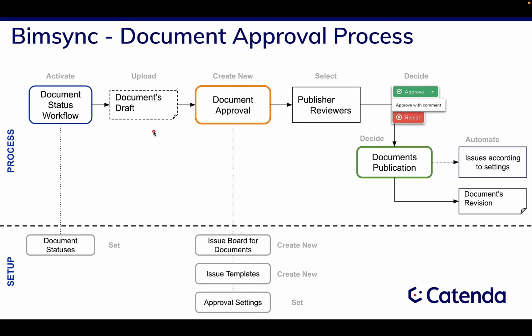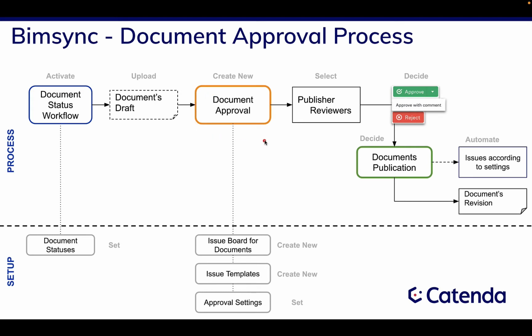Once you've done that, you will have to upload what's called a document draft. The intention, once you have statuses, is that your documents will exist in two stages in a way, a draft stage and a published stage. Each document will be uploaded as a draft, and these drafts can be included into a document approval.